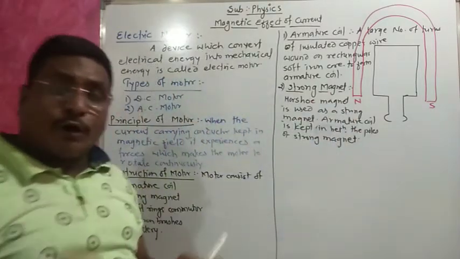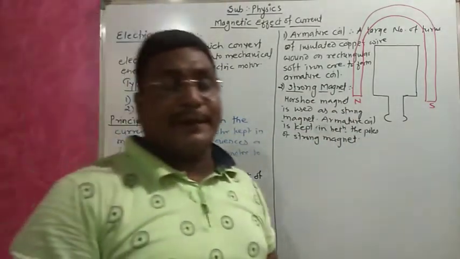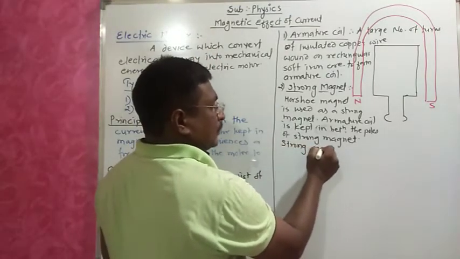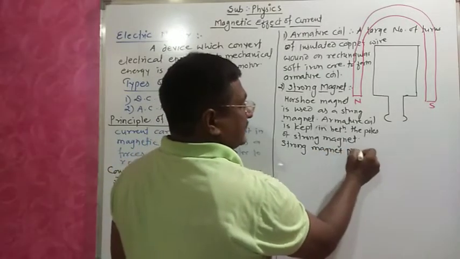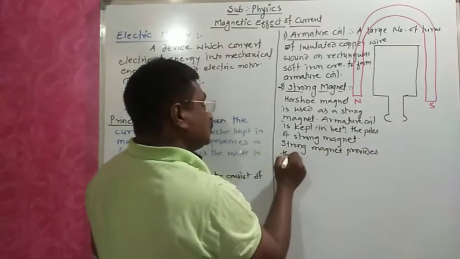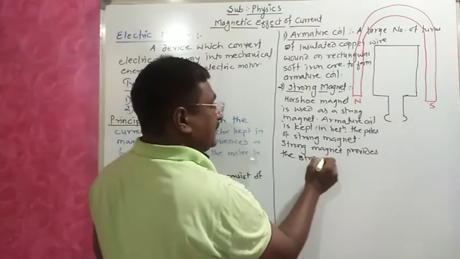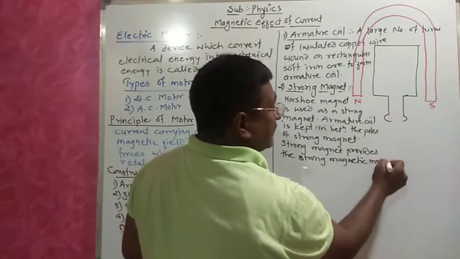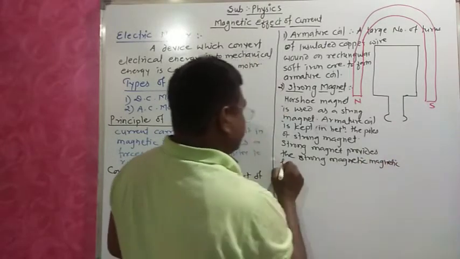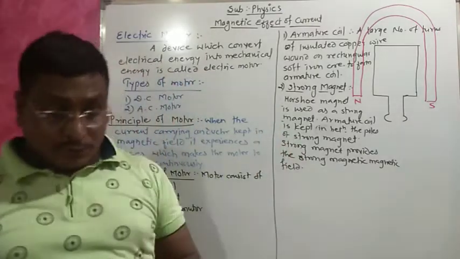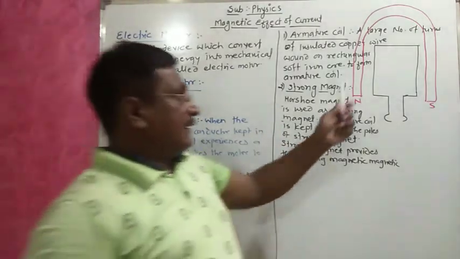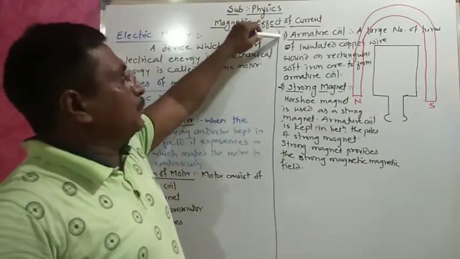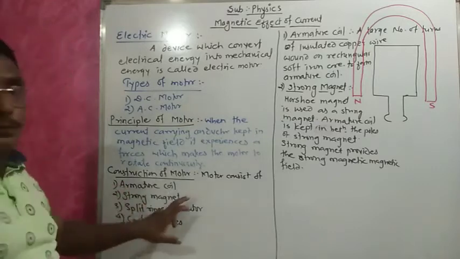What is the work of the strong magnet? Why are we using the strong magnet? The strong magnet provides the strong magnetic field. To provide the strong magnetic field, a strong magnet is used. Understood, students? Two points. How to write the construction of a motor?